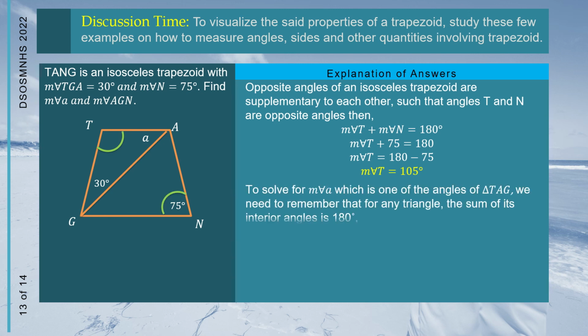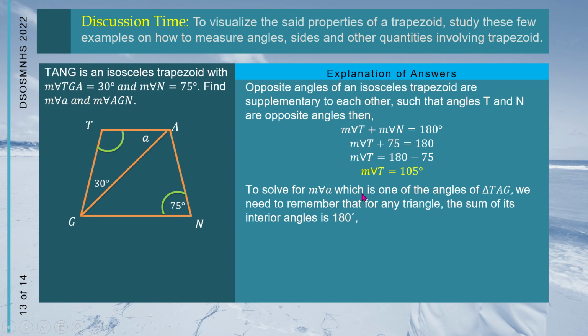Okay, that one. To solve for measure of angle A, which is one of the angles of triangle TAG, ang kaning ibabaw nga triangle TAG, na-solve naman ang angle T, no, which is 105. Yan ay kadong angle 30. So pila na angle A?